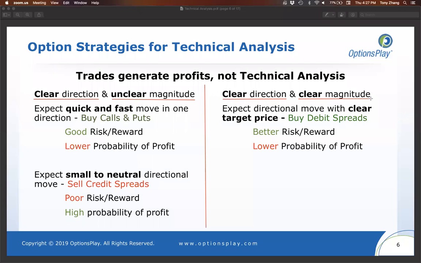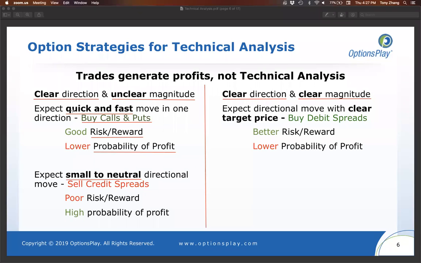On the clear direction but unclear magnitude side, it really depends on whether you expect the move to be quick and fast, or if you expect it to be relatively small or neutral. Because if you expect a move to be quick and fast, and we'll explain what type of scenarios that will be, you will typically want to buy a call or a put. That's a fairly simple option strategy that allows you to take advantage of a quick and fast move. These have good risk to reward ratios. They typically have lower probabilities of profit, but especially when you expect a quick and fast move, that's what you're really looking for, that really good risk to reward ratio.